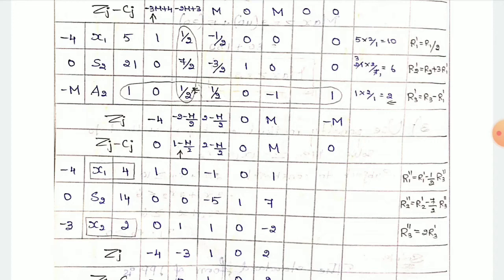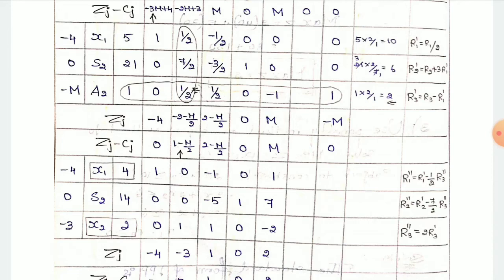So you have to choose, that will be the leaving variable, that is A2 is the leaving variable, x2 is the entering variable. The next thing you have to change 1 by 2 as 1, 7 by 2 and 1 by 2 as 0. So first you have to rechange R3 double dash. So R3 double dash is equal to R3 divided by 1 by 2. So 1 by 2 means reciprocal. So 2 into R3 dash. So R3 double dash is equal to 2 times of R3 dash.